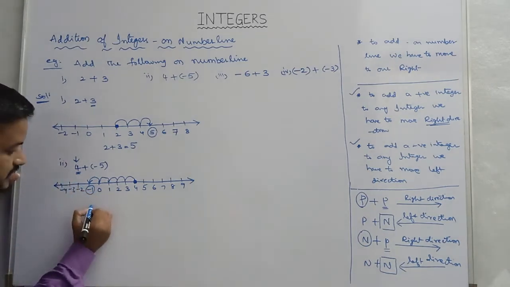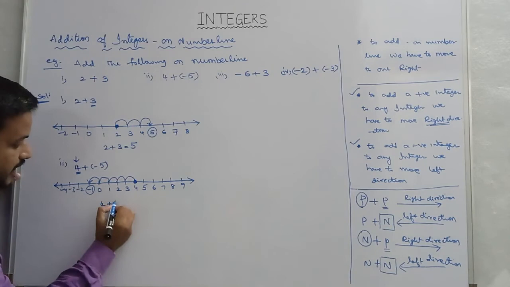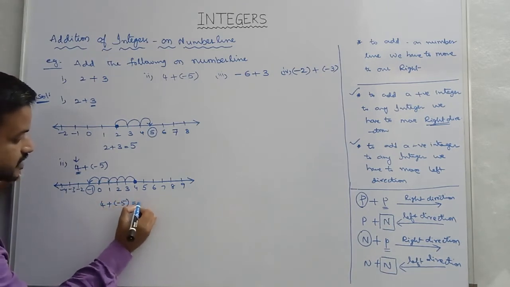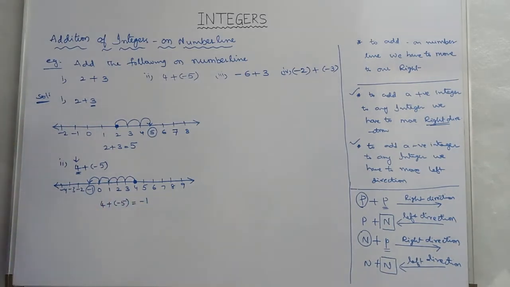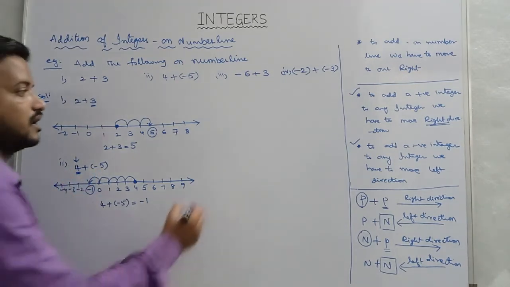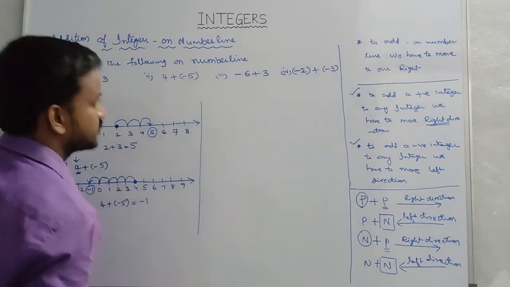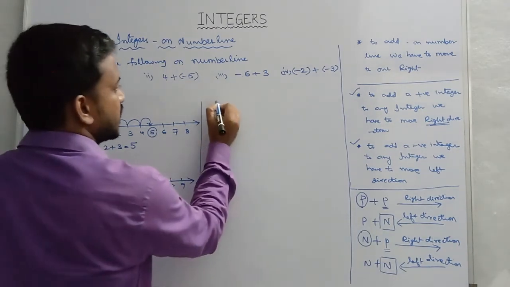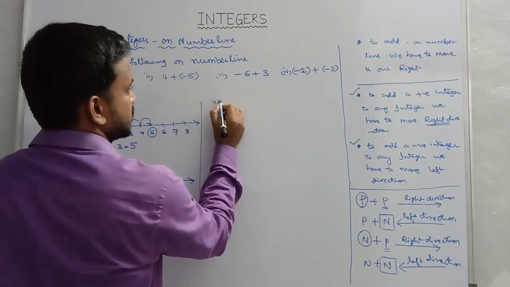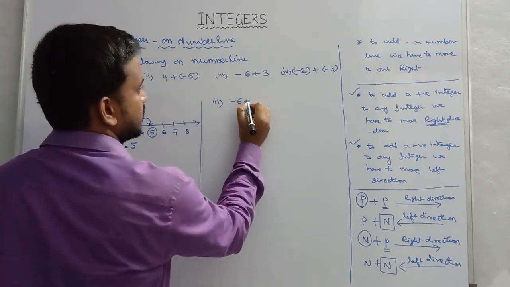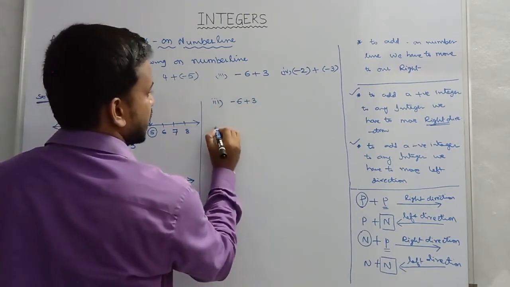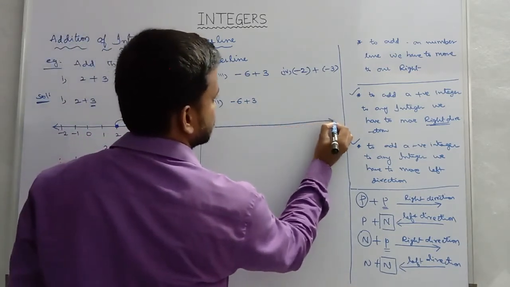So what would be the result? Therefore 4 plus -5 is equal to -1. Is it clear? So in this way we can perform this problem. Now let us consider the third problem. So here the third one, it is -6 plus 3. Again we have to consider one number line.